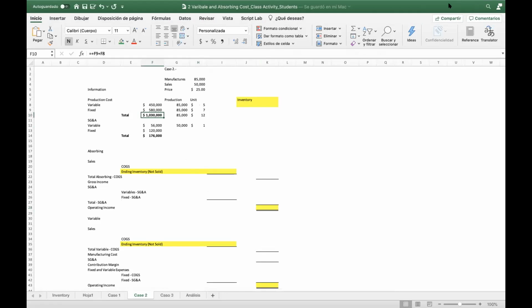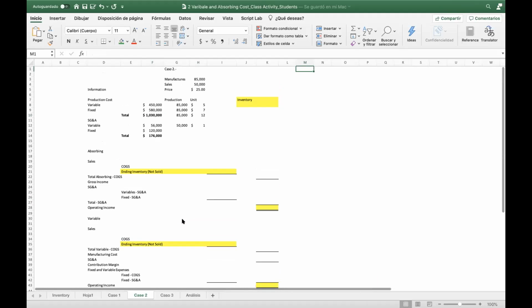Can I give the control to someone? No, you try. Okay, I'm going to try. So start with sales. Sales here. All right. Okay, for the cost of goods sold, you're going to multiply 25,000 by the unit price to know the cost of goods sold. All right.